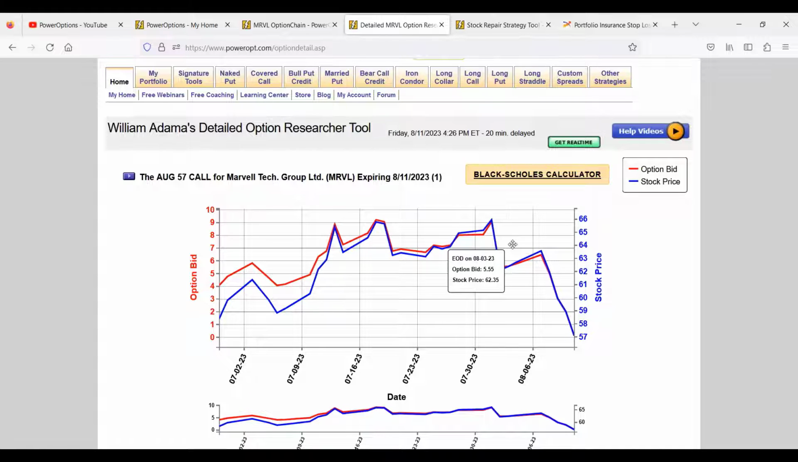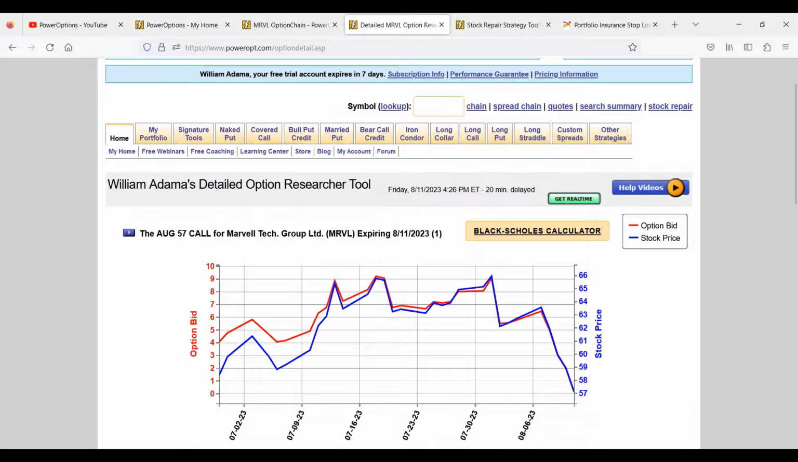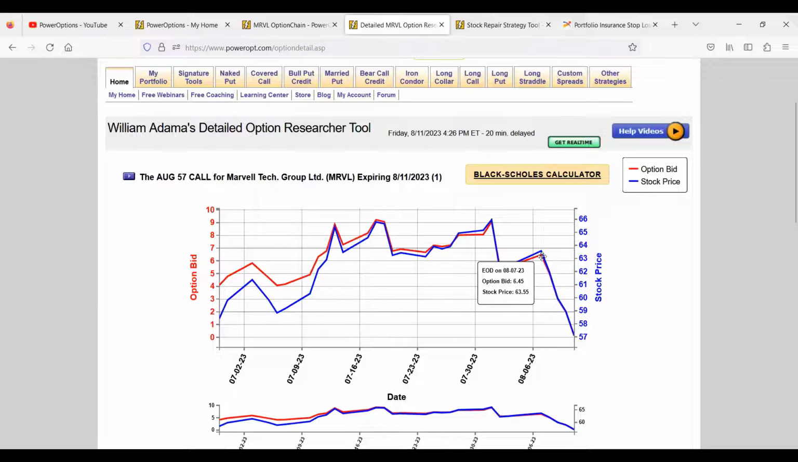Excuse me. So that's how you can do that. That's an easy way to do it. Why am I showing you this on the research tools? Because the research tool here is available to, I believe, any level of subscription on PowerOptions. Maybe not the end of day, the $45 per month. I think it is, though.